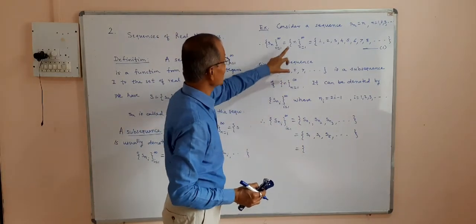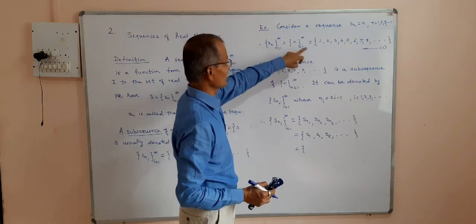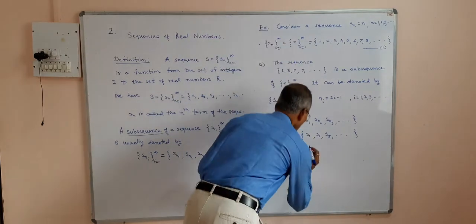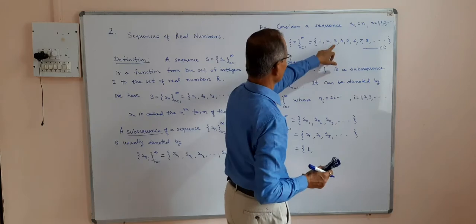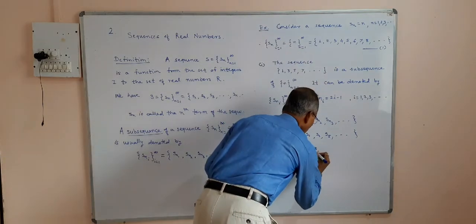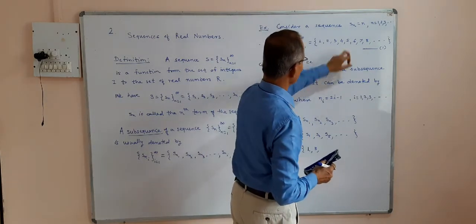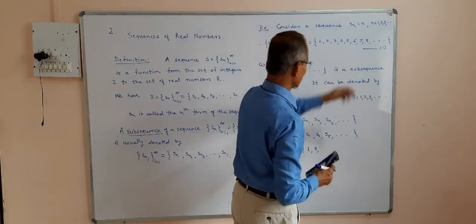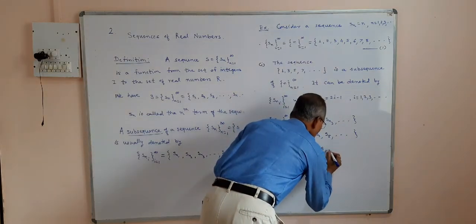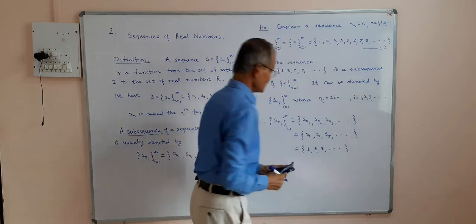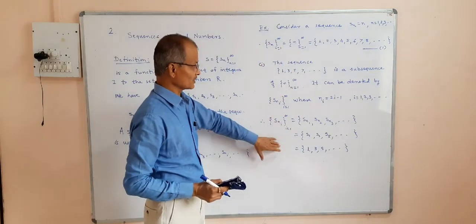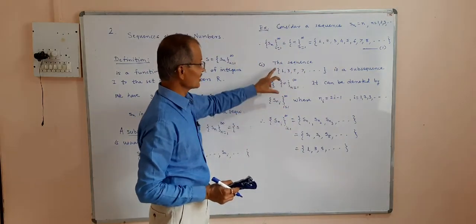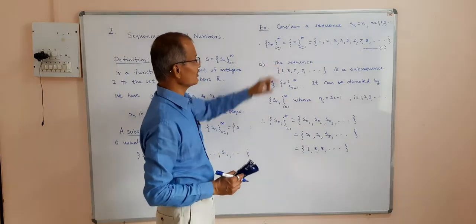S1 means the first term of the original sequence, which is 1. What is S3? The third term, that is 3. And S5, the fifth term, that is 5, and so on. So this is the choice of the terms for the subsequence. So this is a subsequence of the original sequence.